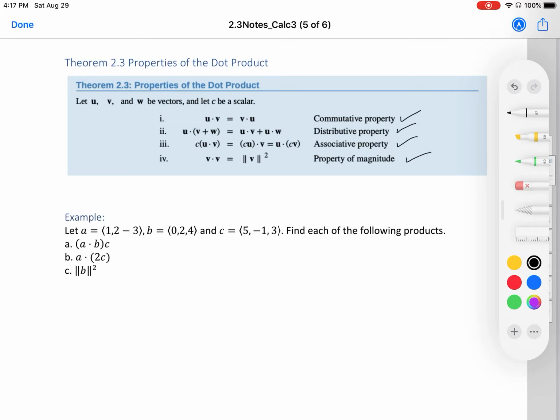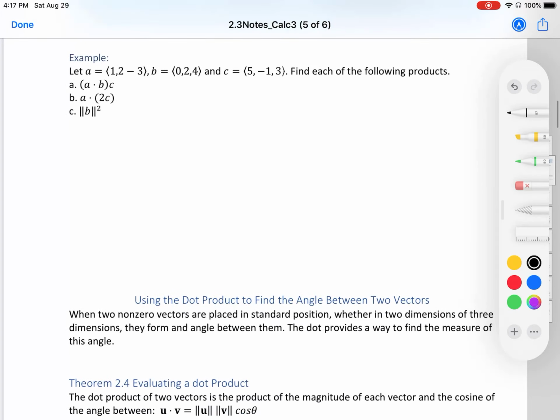So let's go ahead and do example part A. Let vector a, vector b, and vector c. Find each of the following products. So A is asking us to multiply a times b and then c. Well, I've been totally incorrect by saying multiply. We're doing the dot product. Don't let that notation throw you off. So let's perform the dot product on a and b.